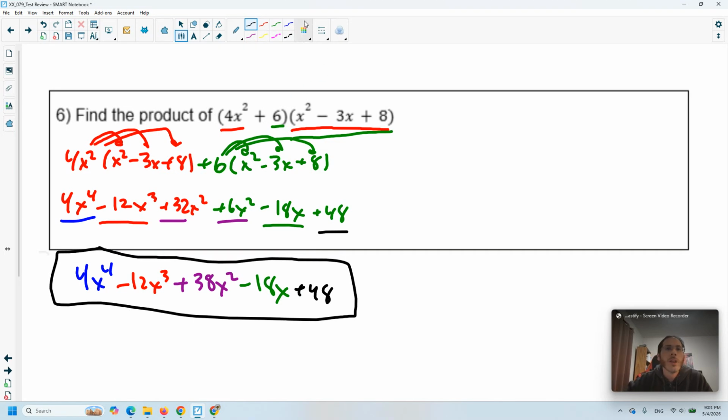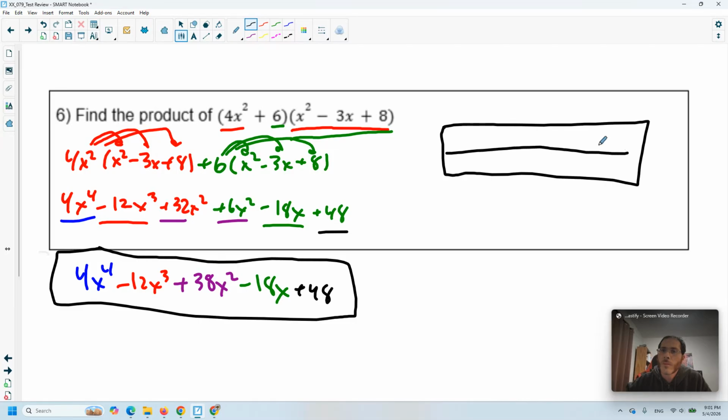Not too crazy. If you want to use the boxes, we could do the boxes too. So I've got a 4x squared and a plus 6. That's my first term. And then x squared minus 3x plus 8 is my other term. Now, it doesn't matter which direction they go, so you can do them the way that I did them. Or if you want, you can go ahead and flip-flop it. As long as you've got then, instead of a 3 by 2, you'd have a 2 by 3. But when we multiply these out, we can see 4x squared times x squared is 4x to the fourth.